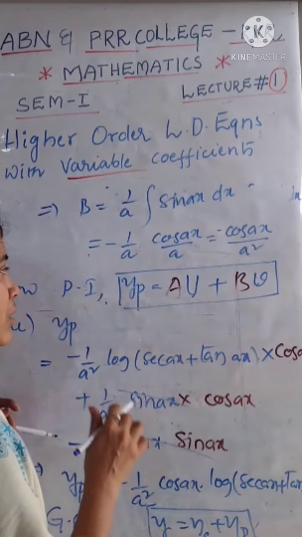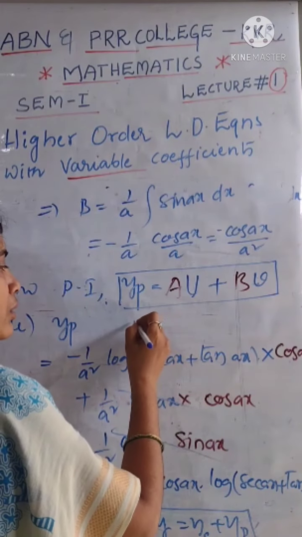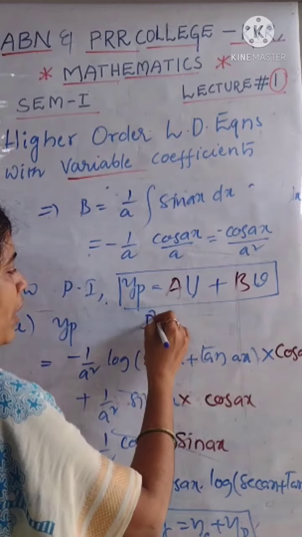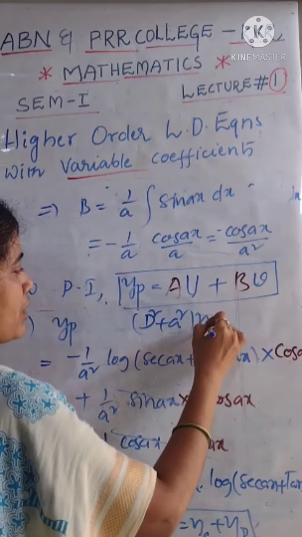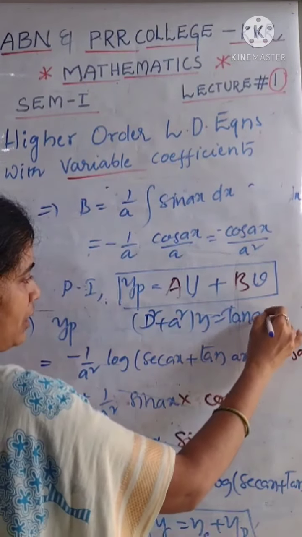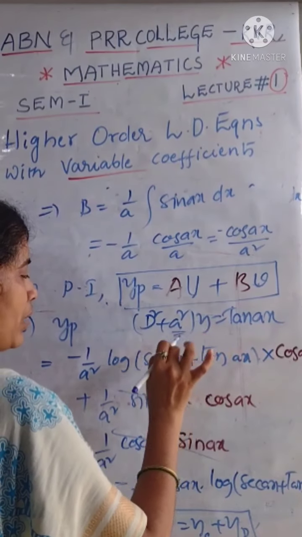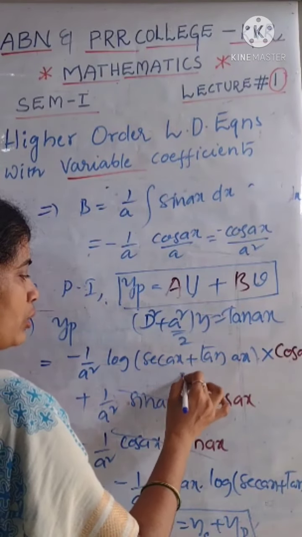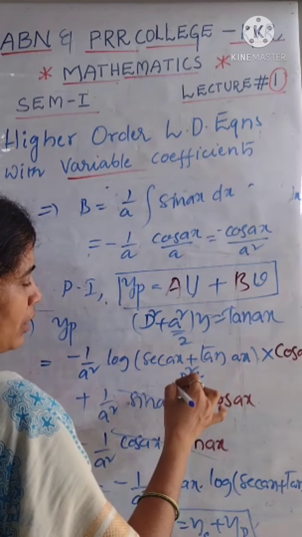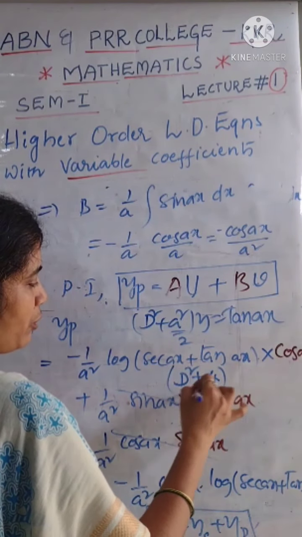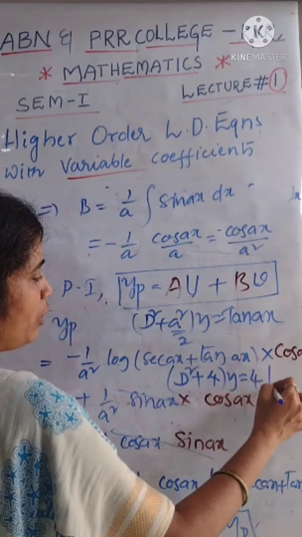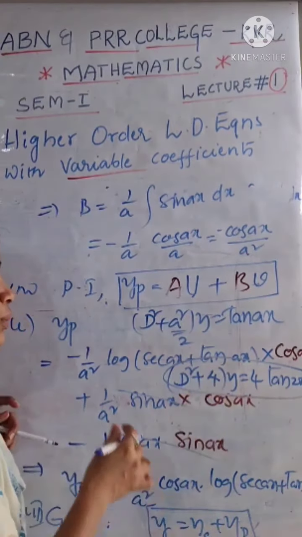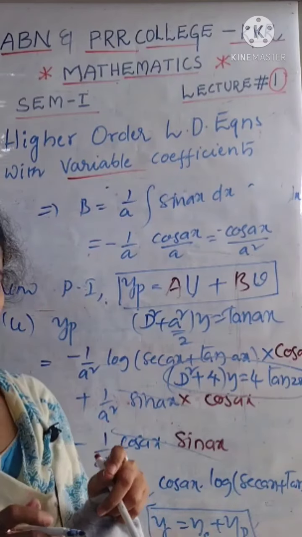Similarly, you can do the same sum. We solved here d square plus a square into y is equal to tan ax. Instead of a, you may take 2. That means you solve the same question as d square plus 4 into y is equal to 4 tan 2x. Then you will understand the formulas well.